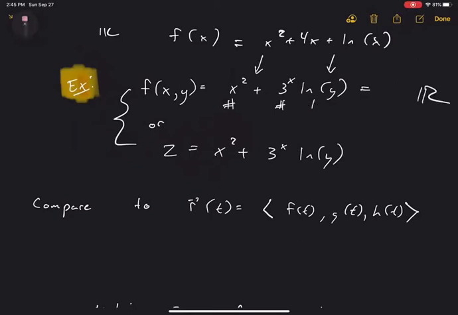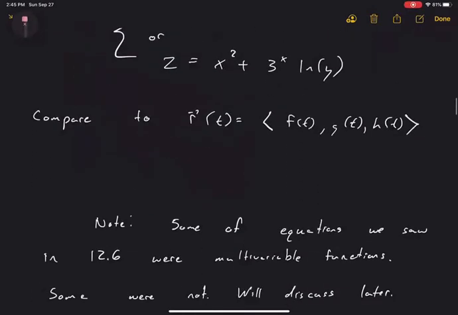And then we can compare that to what we did in chapter 13. It was kind of the opposite. I plugged in a number for t, and what I got out was a vector, this three-dimensional output. So it's kind of the opposite of what we did in chapter 13.